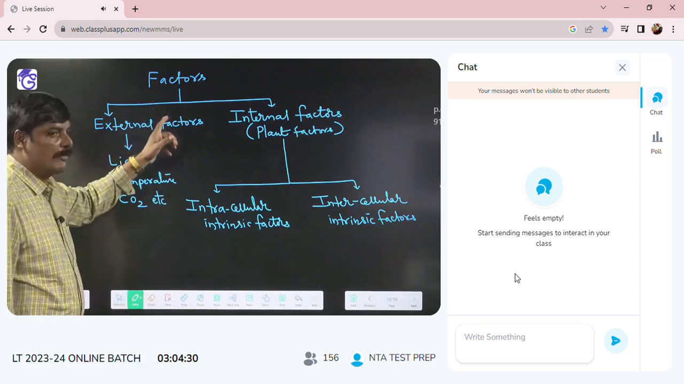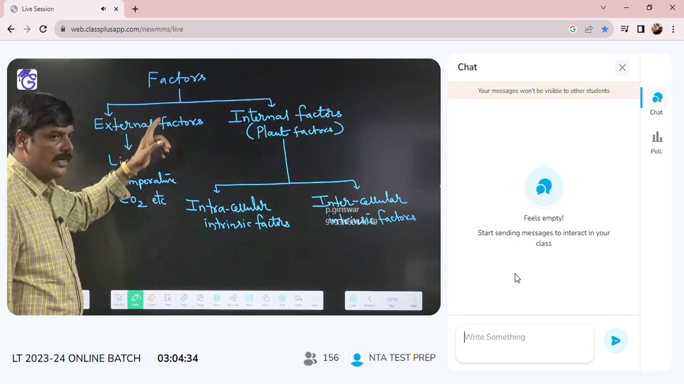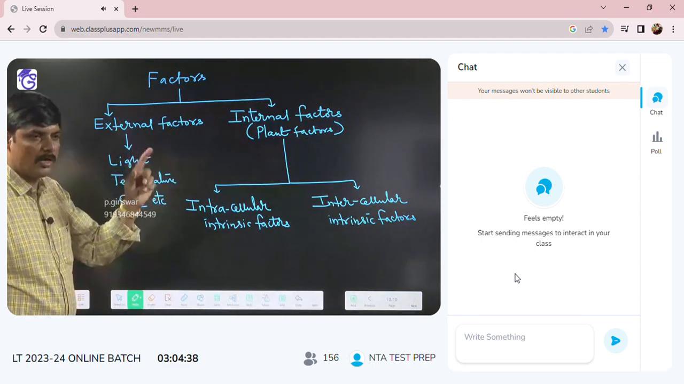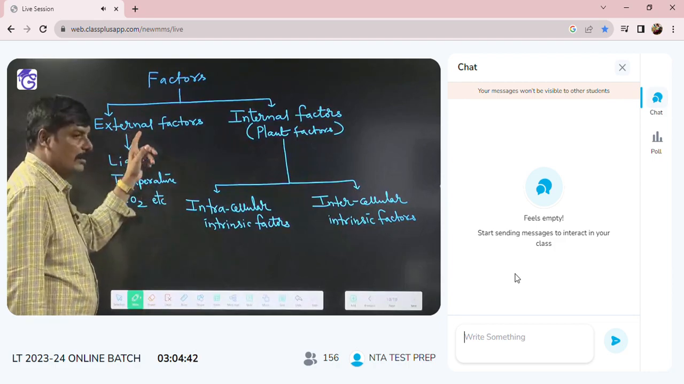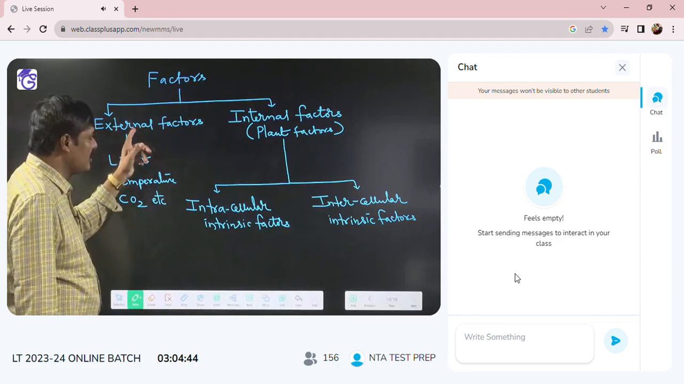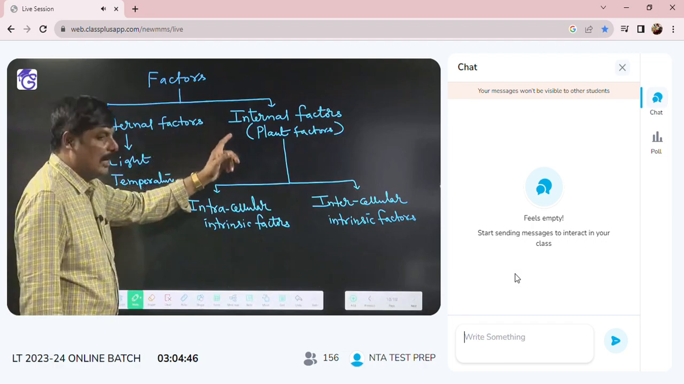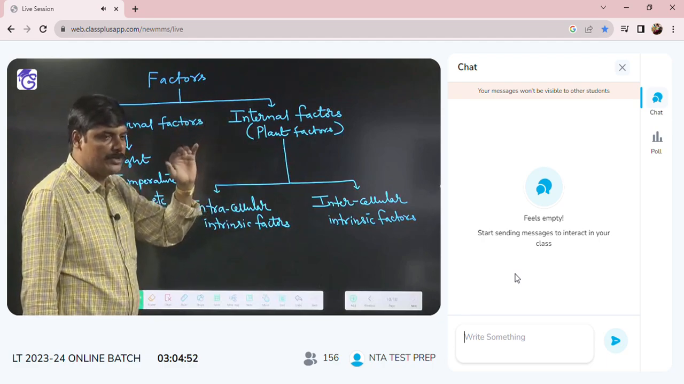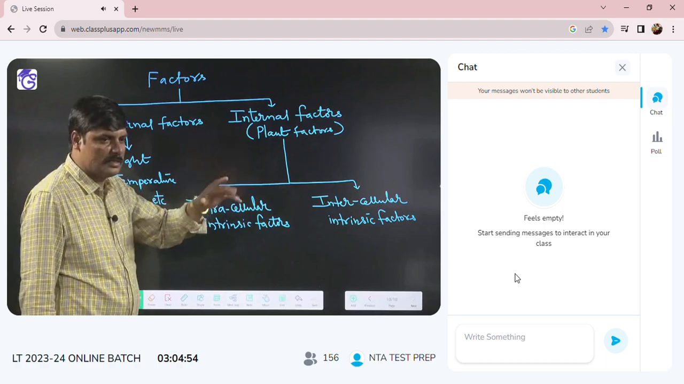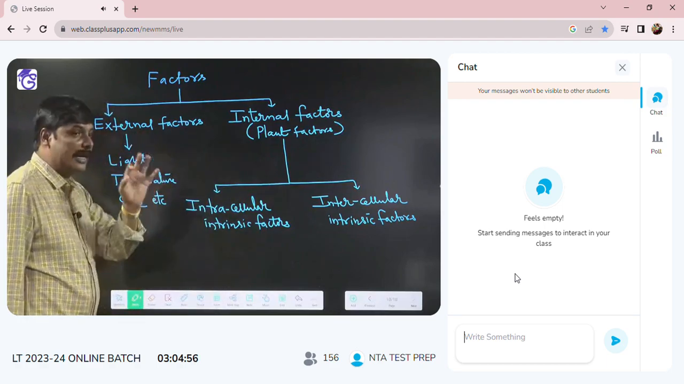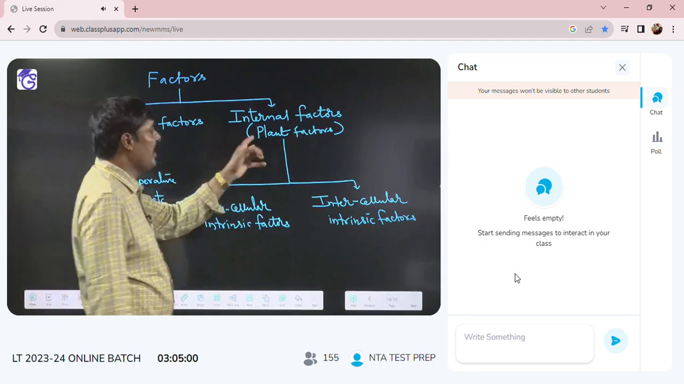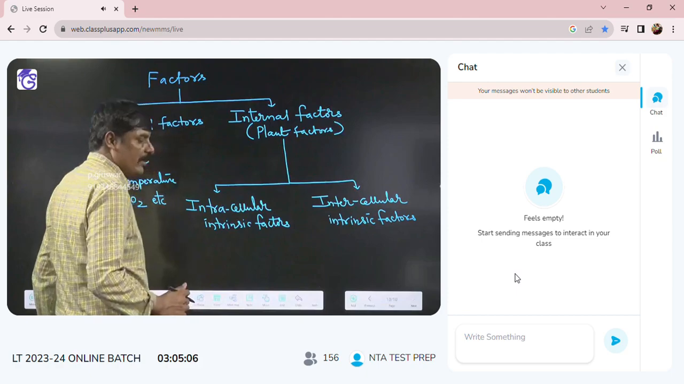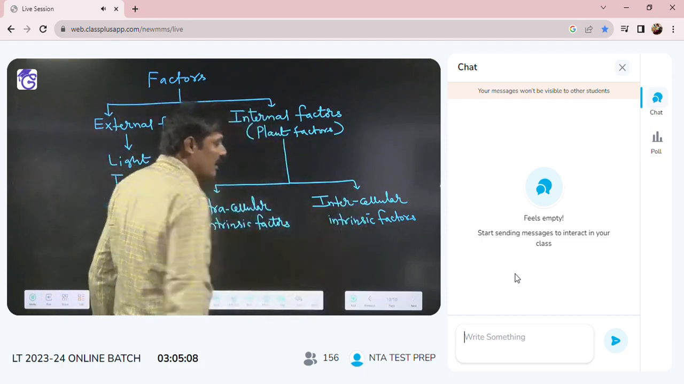So, growth of a plant is influenced by several factors. All the factors are broadly divided into two types: external factors are extrinsic factors and internal factors are intrinsic factors. Light, temperature, carbon dioxide, water, oxygen, etc. all come under extrinsic factors. Intrinsic factors include two types: intracellular intrinsic factors and intercellular intrinsic factors.